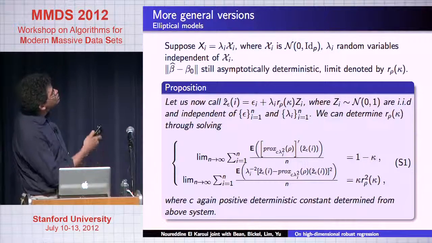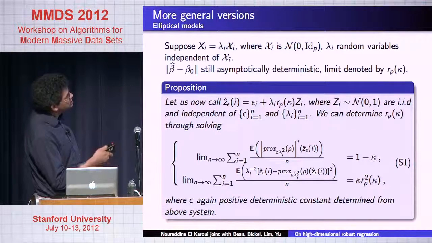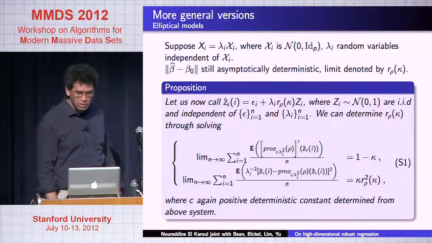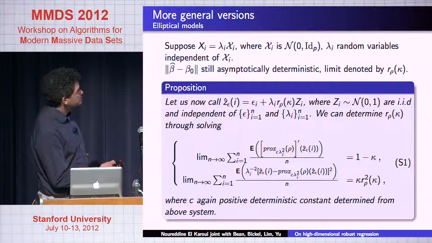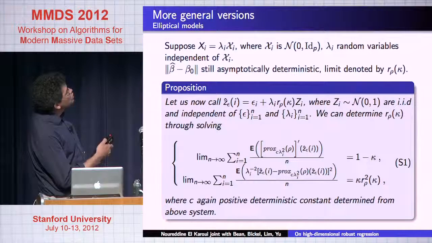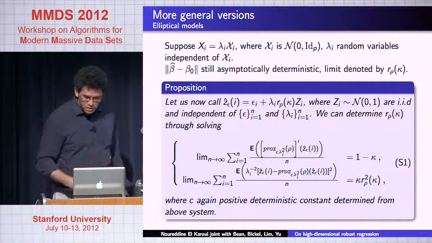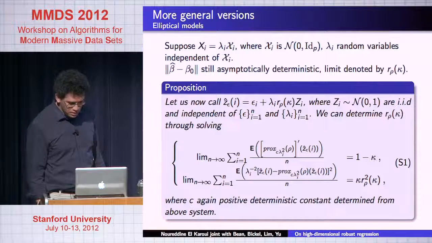Okay, and so basically when you do this perturbation of the model, you can still come up with a system of equations in two unknowns. You still have that beta hat minus beta naught is asymptotically deterministic, but the system is very different. Okay? And so basically the point of studying this is to understand a bit the sensitivity of the results to the geometry of the data set. And I'll say a tiny bit more on this later.